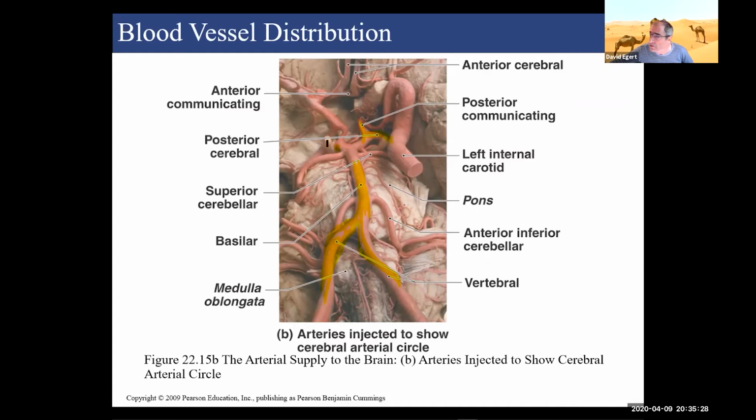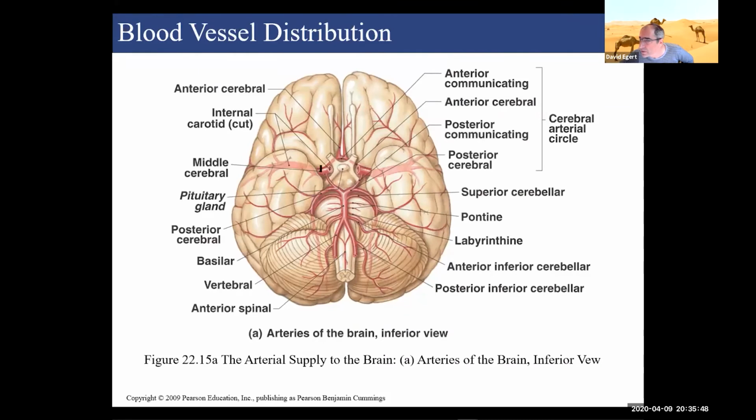This is the posterior cerebral, which isn't a great picture here. This is the internal carotid. I'm looking at this picture and it's pretty crappy, but you kind of get the idea of it. This is better. Basically, vertebral arteries go into the basilar artery, which goes to the posterior. Internal carotid becomes the anterior cerebral and the middle cerebral. And then anterior communicating and posterior communicating finish up the circle.